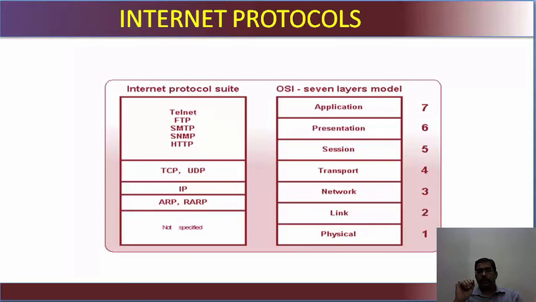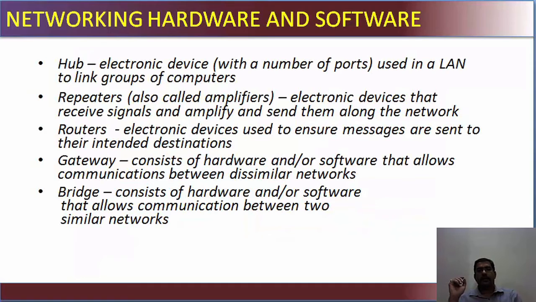Now, HTTP is used for browsing the web. SNMP is for monitoring devices. SMTP is for sending your mails, messages. FTP is for file transfer. Telnet is used to connect to your router, firewall, server, different kinds of devices. ARP is a function where the IP address is converted to a MAC address so that the computer can understand.